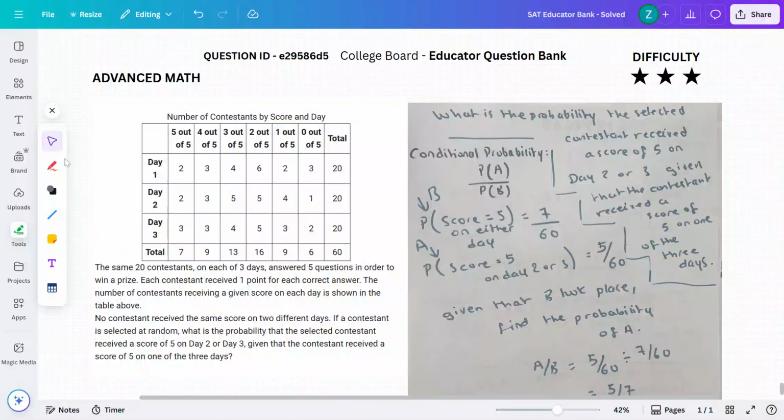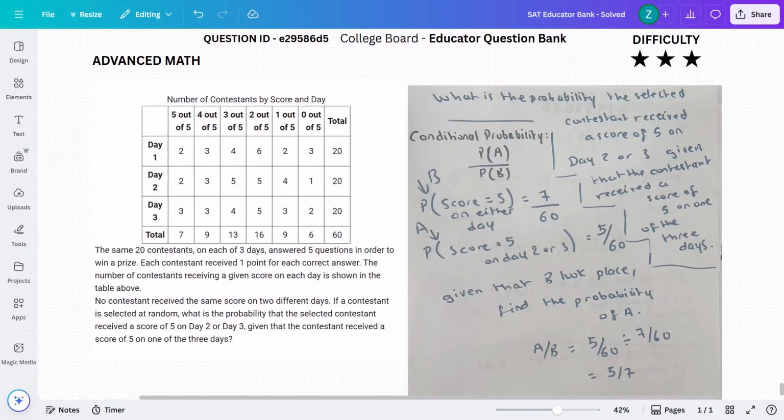In today's video we're solving yet another real SAT math question from the official College Board Educator question bank. This one with question ID E29586d5, Advanced Math. So the same 20 contestants on each of 3 days answered 5 questions in order to win a prize. Each contestant received 1 point for each correct answer. The number of contestants receiving a given score on each day is shown in the table above.